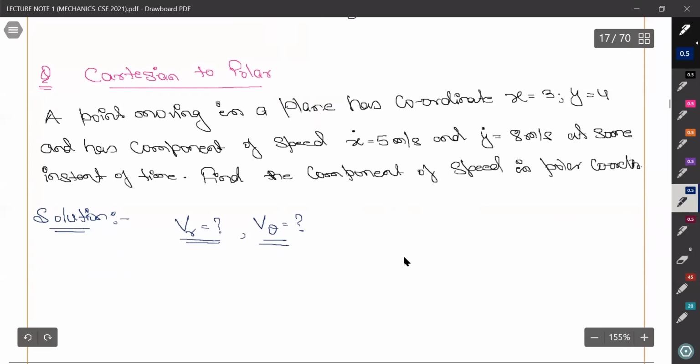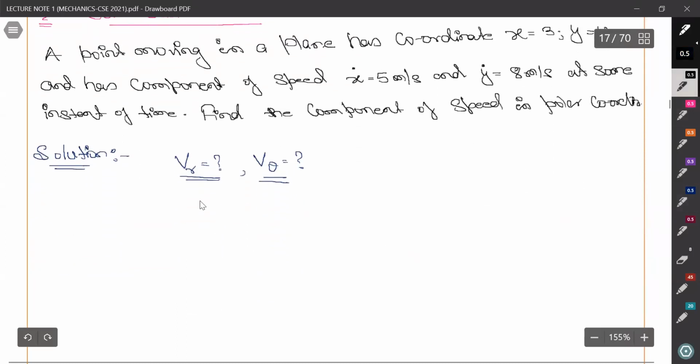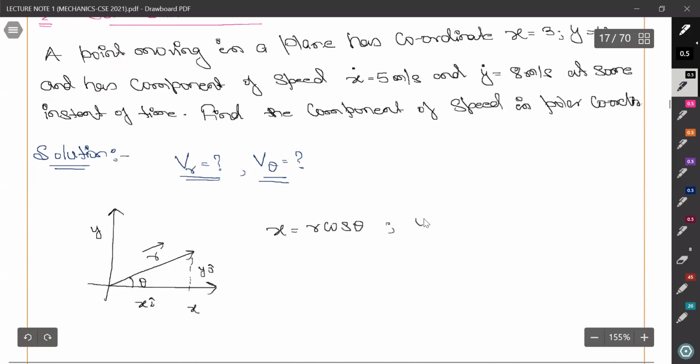So let's start doing this. Assuming this as our coordinate axis, this is x axis, this is y axis, and this is point r vector and theta. If you write this in r vector, r and theta, it will become polar coordinate, or else this is x i cap and this is y j cap direction. So from here we can easily write that x equals r cos theta, and y equals r sin theta, basic trigonometry.